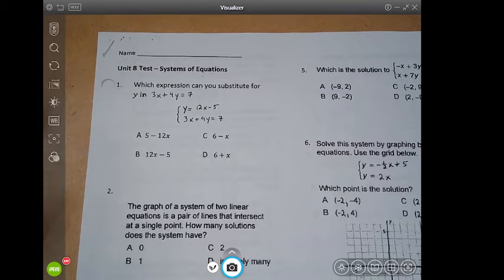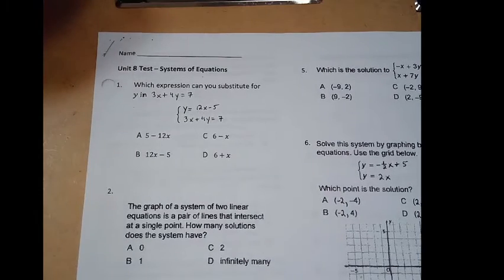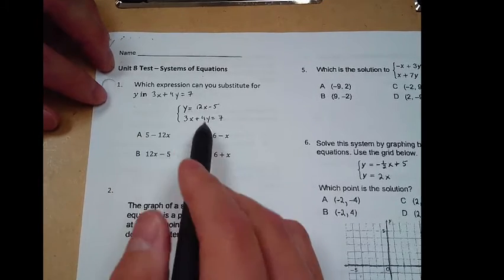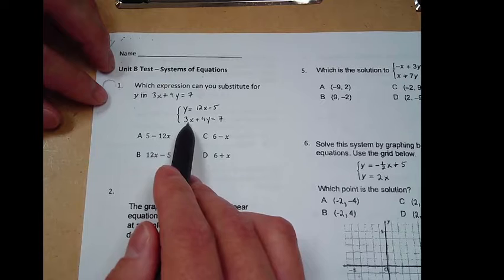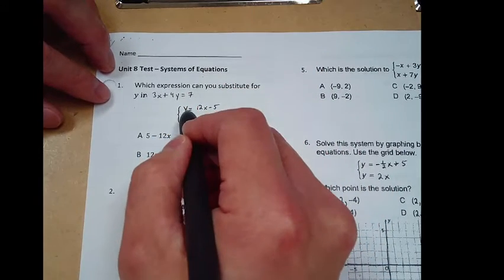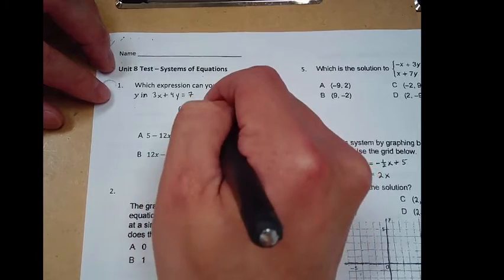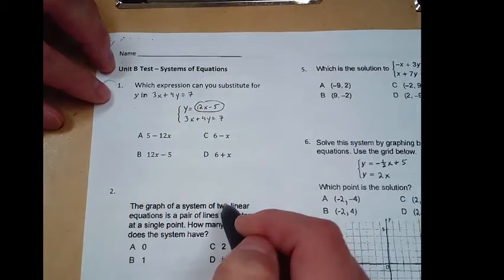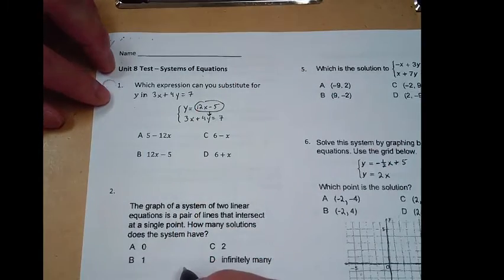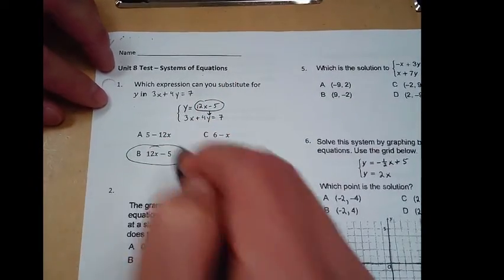Okay, for number one, which expression can you substitute for y in 3x + 4y = 7? Well, the top equation tells you what y equals. y equals 12 minus 5x. So that means I'm going to take out the y and put in 12 minus 5x. Okay, so this one's option B.